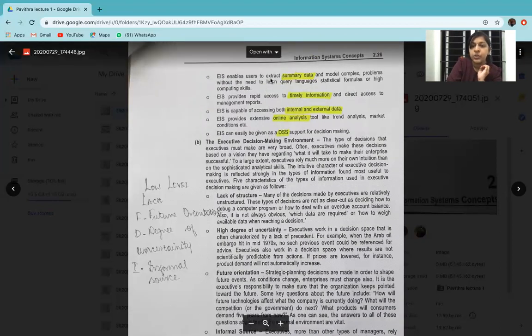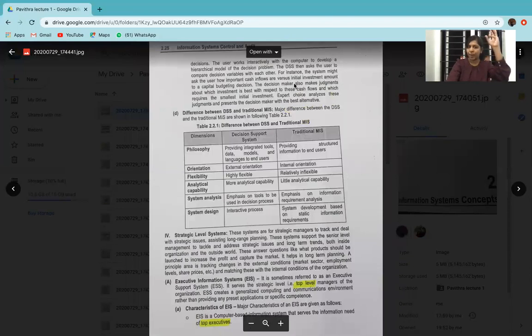Summary data, users to extract summary data and model complex problems without the need to learn query languages, statistical formulas, or high computing skills. Yes, just like the managers at the mid level, the executives at the top level are also not very computer literate. Many times they're not very computer literate, so they can extract the summary data and model complex problems without having the need to learn query languages or statistical formulas. So the first characteristic is that it is for the top executives.